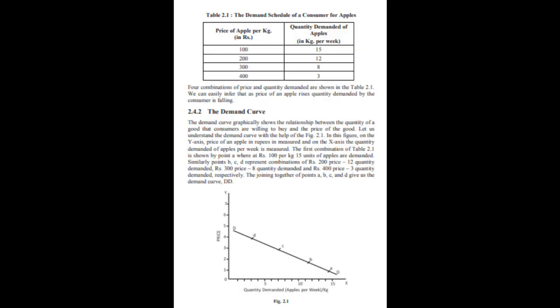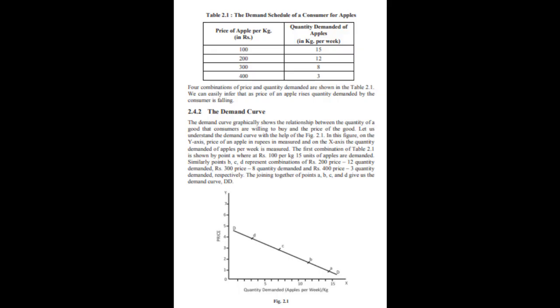2.4.1 The demand schedule. Let us use imaginary figures to show the application of the law of demand. Table 2.1 given below, showing the application of the law of demand, is called the demand schedule. Table 2.1, the demand schedule of a consumer for apples. Look at the screen. Four combinations of price and quantity demanded are shown in Table 2.1. We can easily infer that as the price of an apple rises, the quantity demanded by the consumer is falling.